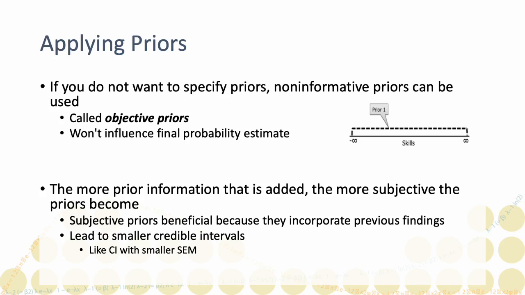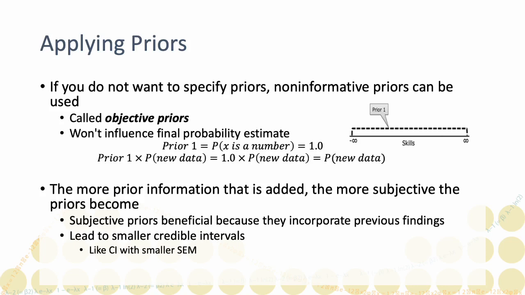If you don't want to specify priors, either for lack of information or because you believe the prior information to be irrelevant or inappropriate for some reason, you can use non-informative priors, also called objective priors, which won't influence your final probability estimate. If your prior expectation is only that the population parameter is some number between plus and minus infinity, well, the probability of that is going to be 100%. So, when you use Bayes' theorem to compute the posterior probability for your new data, you're just multiplying by 1.